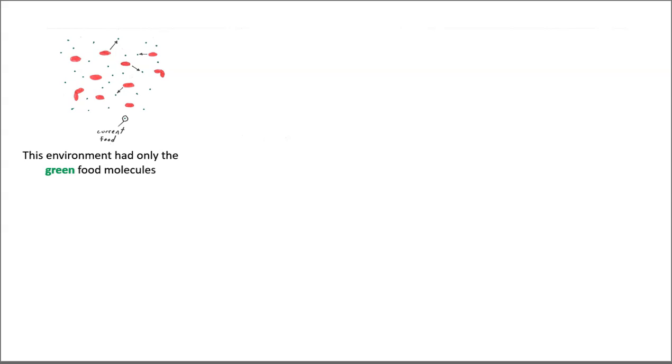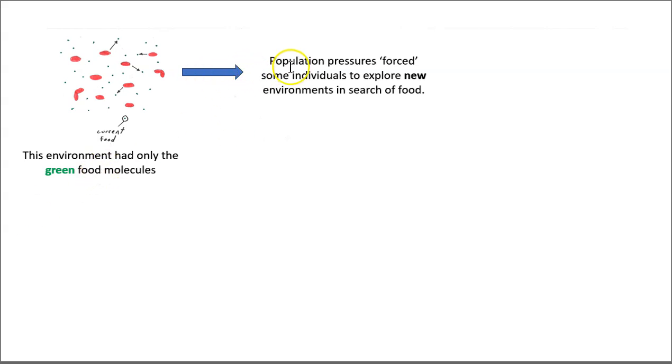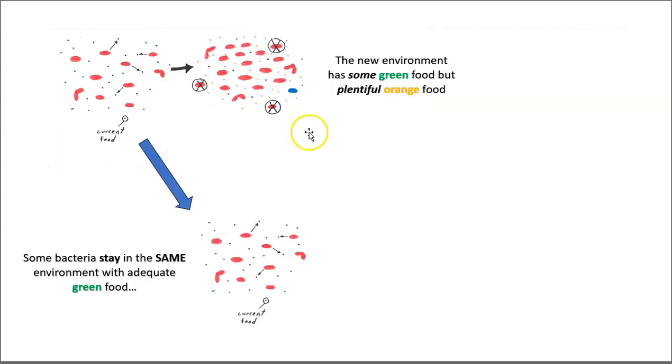Now, in response to this, and this happens all over the natural world, living things oftentimes expand their range in search of new food and new opportunities. So population pressures forced some of the individuals to explore new environments in search of food. Now imagine that happens. And let's then imagine that in this new environment, that's where they encounter the orange food, or at least the potential orange food. So there might be some green food in this new environment just to keep everybody alive for a little bit. But this environment has plentiful orange food, whereas the original environment does not.